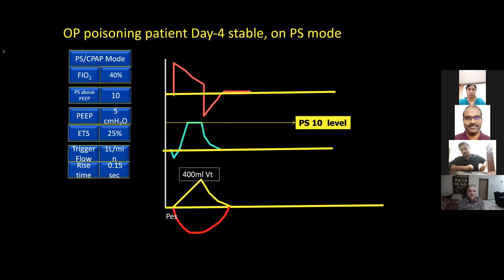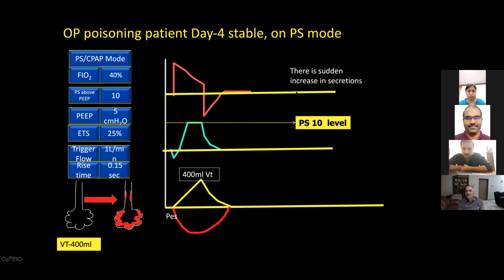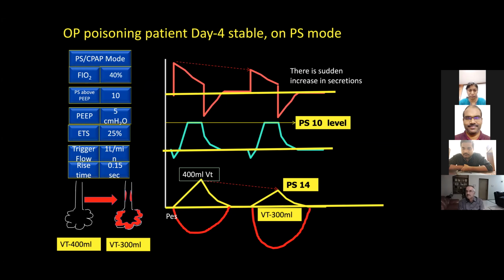See, I'll show you an example. This patient is on OP poisoning, day 4, stable on a pressure support mode. What is the pressure support here? 10 centimeters. What tidal volume is the patient getting? 400 ml. Okay. Now what has happened? The lung was like this. Now suddenly there is a sudden increase in secretion. Lung has become like this. What will happen now? In a pressure support mode, what will decrease? Tidal volume will decrease. Okay. So you have to increase the pressure support to 14. Otherwise, the patient will start hyperventilating. You understood? This is what happens.